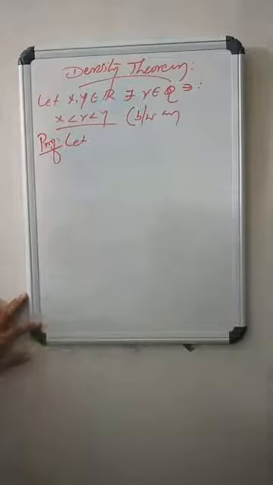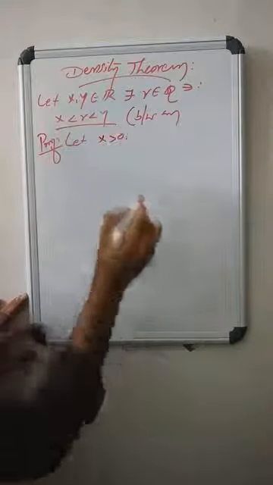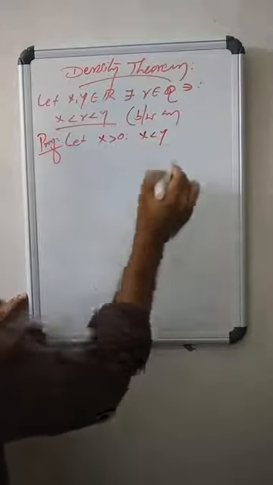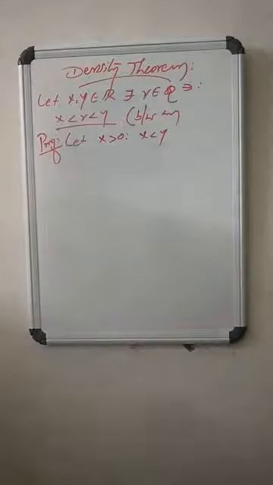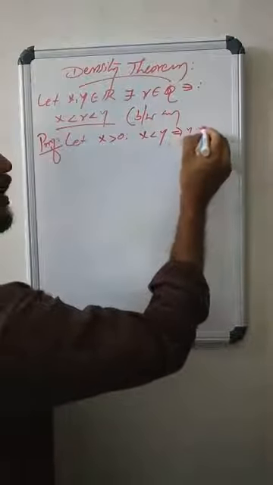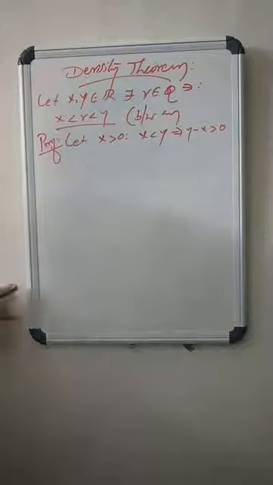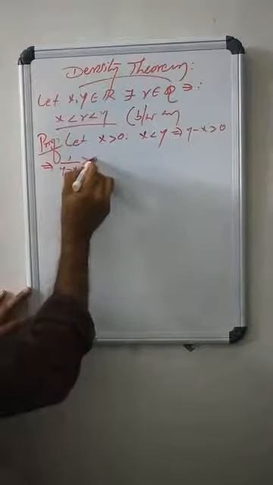Let x and y be real numbers. Choose x greater than 0 and x less than y. X less than y means y minus x is positive. Then 1 by y minus x is also positive.